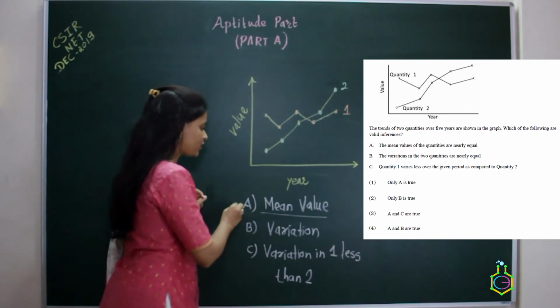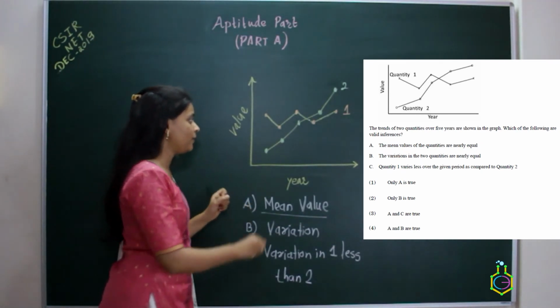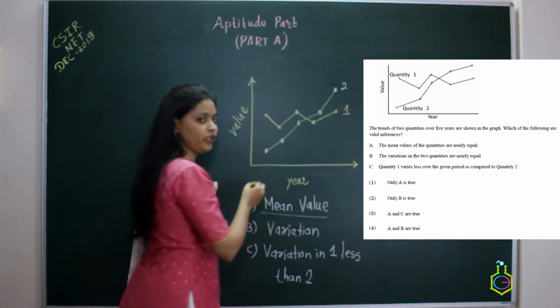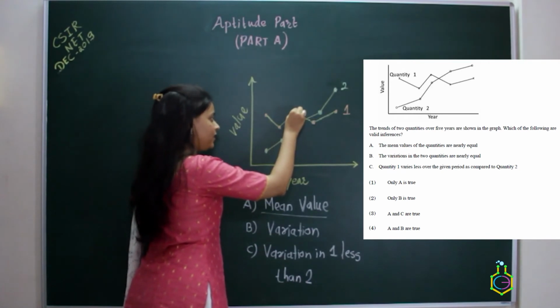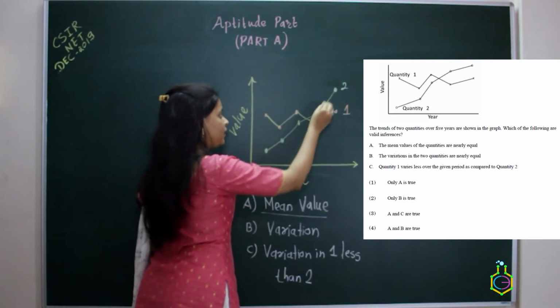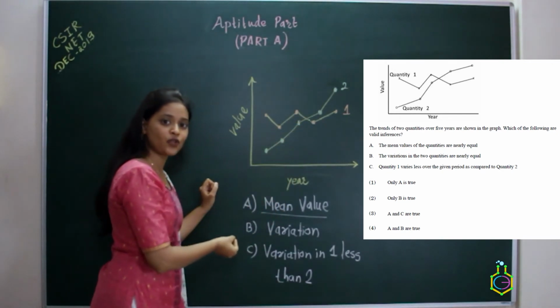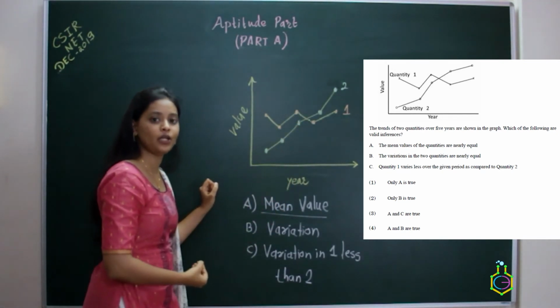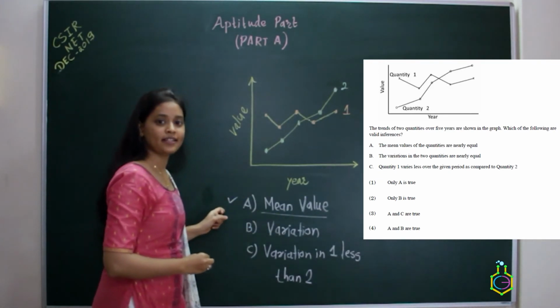So here, the first one is: the mean values for both the quantities are nearly equal. By observing the graph only, we can see that the mean value for this graph is nearly this, and the mean value for this graph is nearly this. So, by observing the graphs only, we can see that the mean values for both the quantities are nearly equal. So, this inference is true.